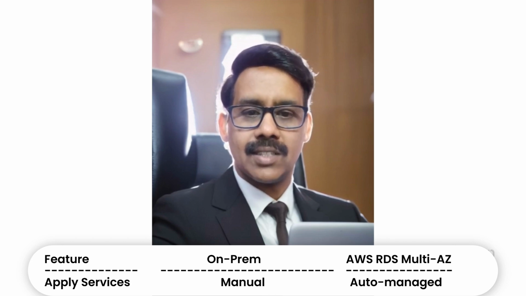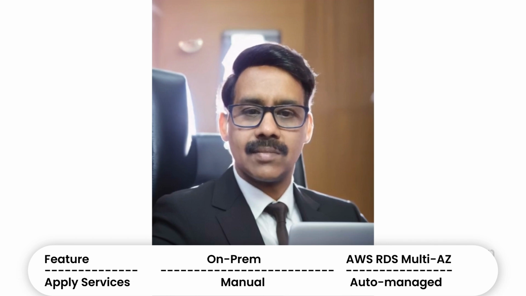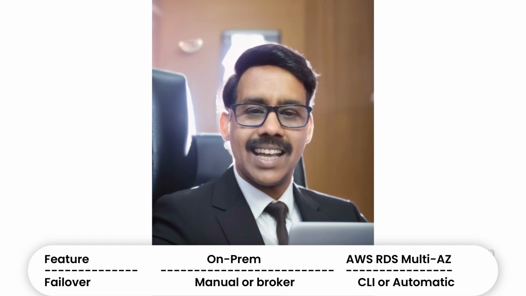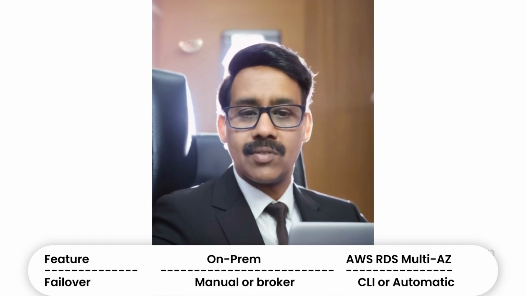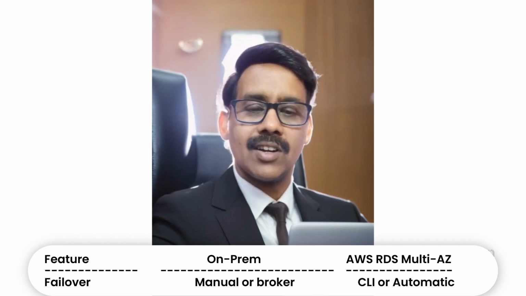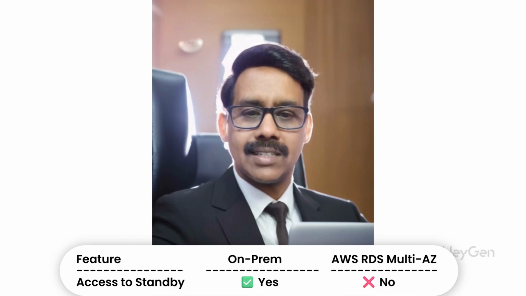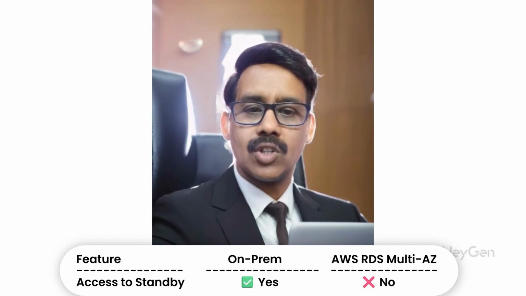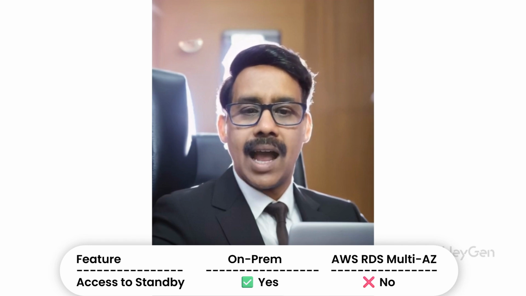Feature, Apply Services. On-premises, apply is manually controlled. AWS RDS Multi-AZ, apply is fully managed by AWS. Feature, Failover. On-premises, failover is manual or managed via Data Guard broker based on your configuration. AWS RDS Multi-AZ, failover can be triggered manually via CLI or handled automatically by AWS during failures. Feature, Access to Standby Database. On-premises, yes, you have full access to the standby for read-only queries, logs, or diagnostics. AWS RDS Multi-AZ, no. The standby is hidden from users.